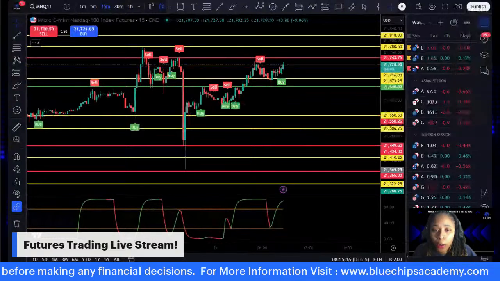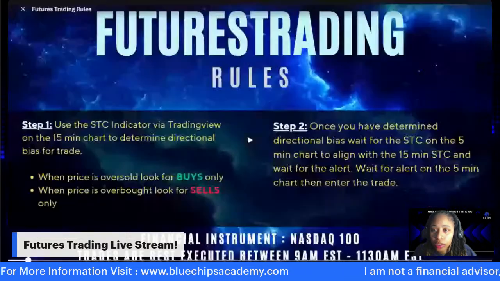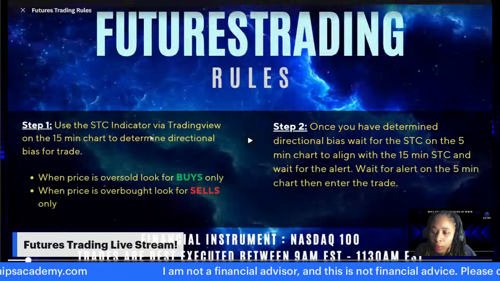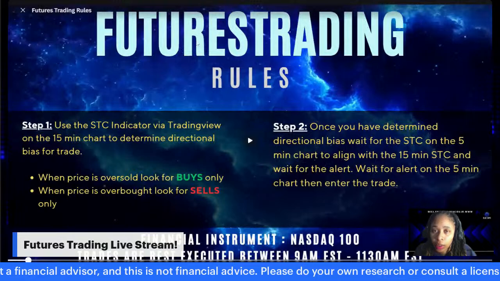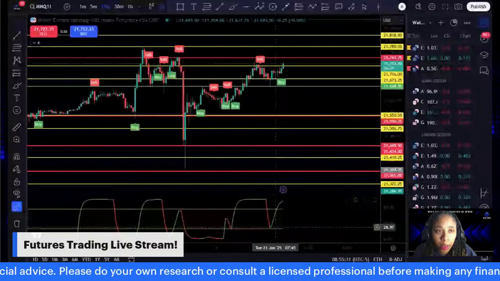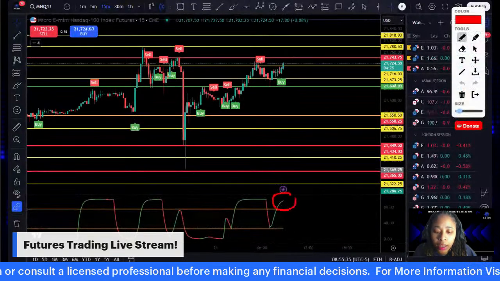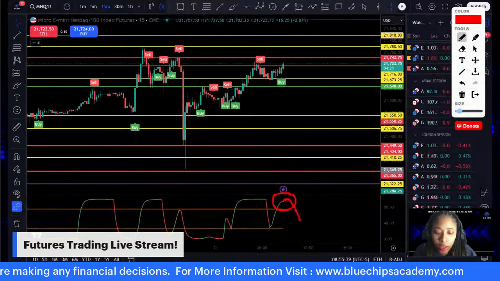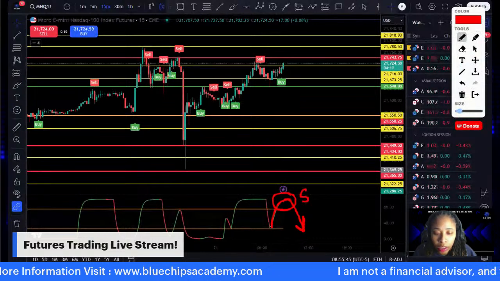All right, so that's the first step. We went through the first step, which was to use the STC indicator on a 15-minute chart to determine our directional bias for the trade. As we see here, we already said price is what? Overbought on the 15-minute. So our directional bias for today is we're looking for sells. We're looking for that roller coaster to come down. We know with sells, we want price to come down.